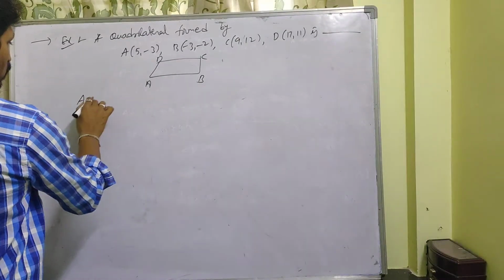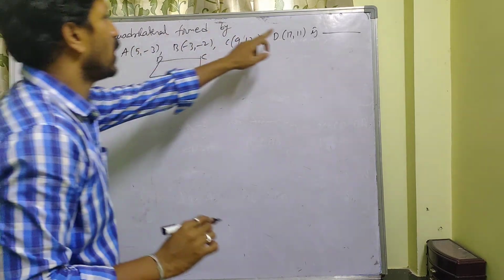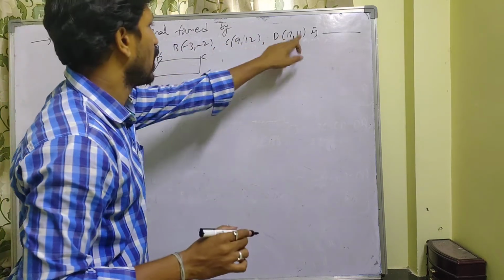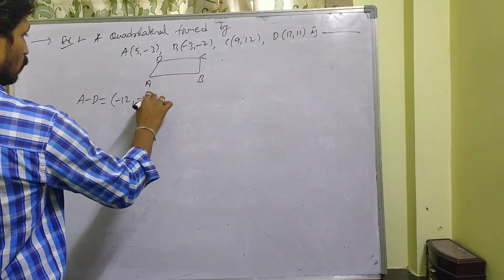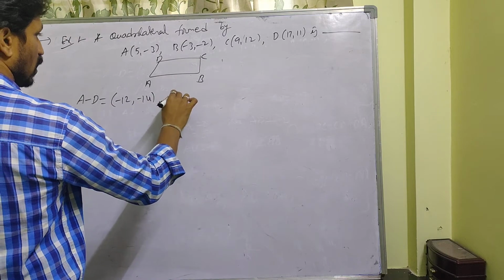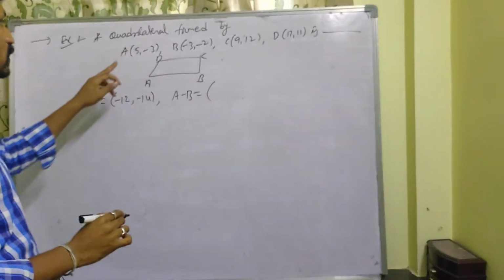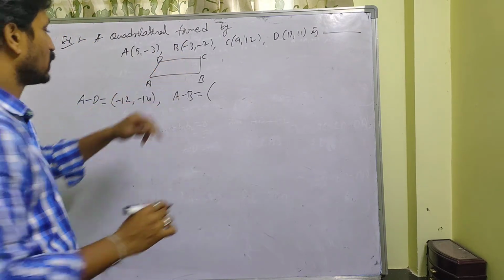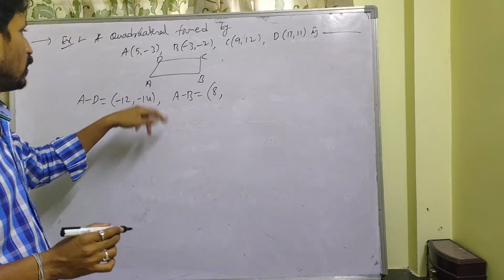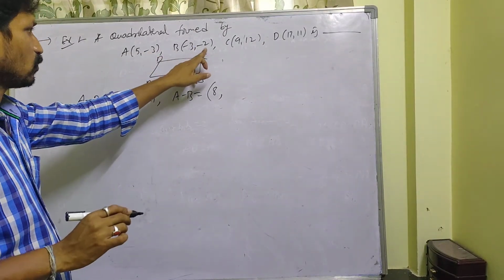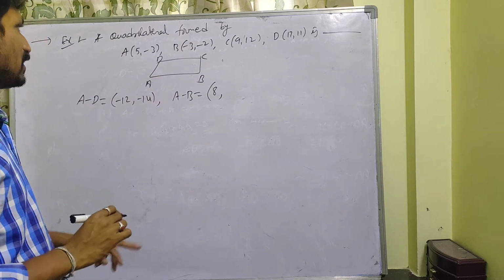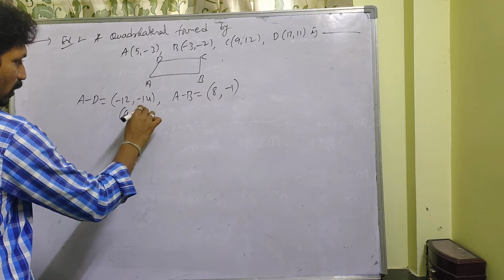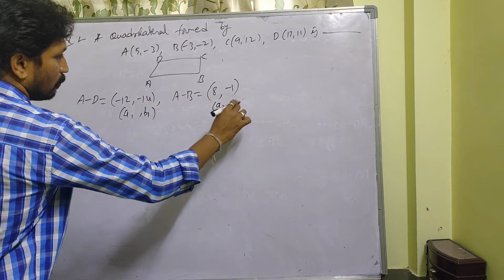So go for A minus D. What is A minus D? 5 minus 17 is minus 12, and minus 3 minus 11 is minus 14. Next, A minus B. What is A minus B? 5 plus 3, that is 8. And the y coordinate: minus 3 plus 2 is minus 1. This one you take as A1 comma B1, and this one you take as A2 comma B2.